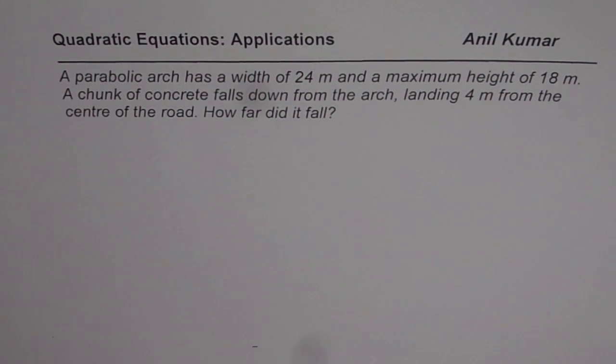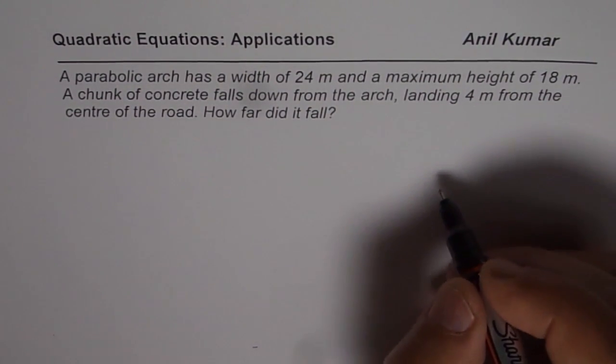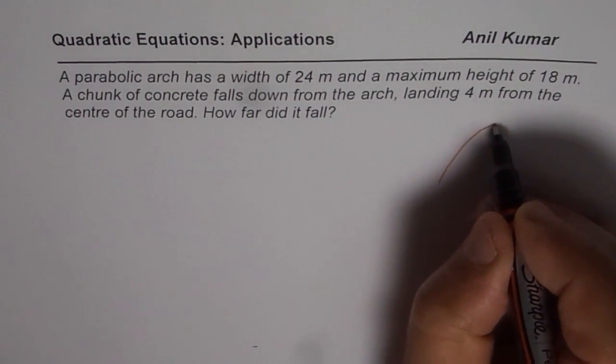The question here is, a parabolic arc has a width of 24 meters and a maximum height of 18 meters. A chunk of concrete falls down from the arch, landing 4 meters from the center of the road. How far did it travel? So that is the question for you. Let us first sketch the diagram and understand the situation.